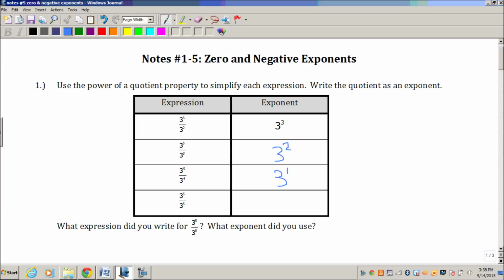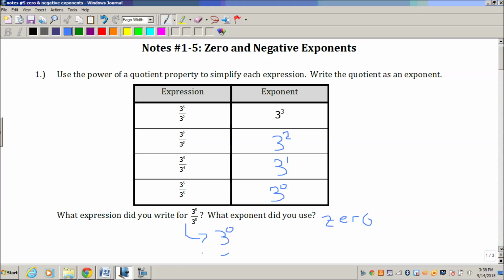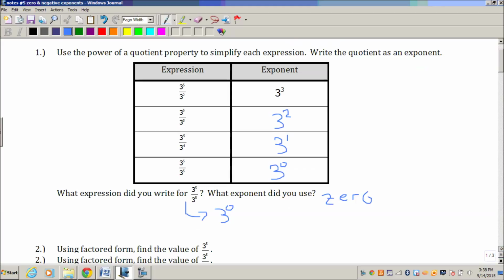And then the last one, 3 to the 5th divided by 3 to the 5th is 3 to the 0 power. So what expression did we write for the last one? Well, the last one is equal to 3 to the 0 power. And we used an exponent of 0. So let's take a look at what that might mean.